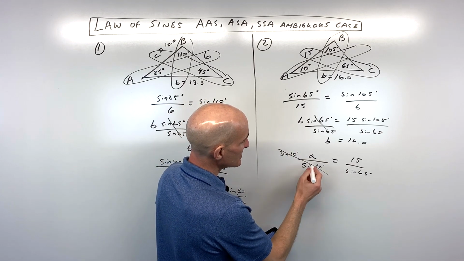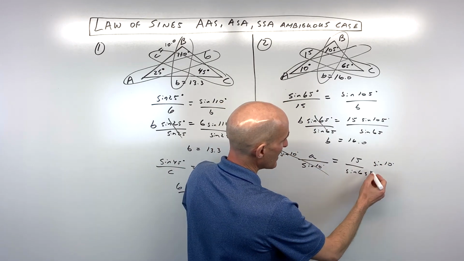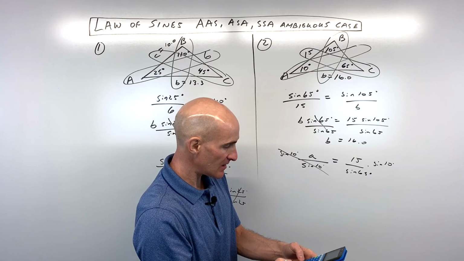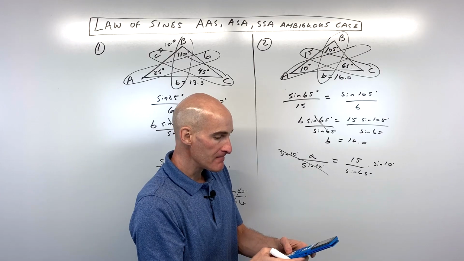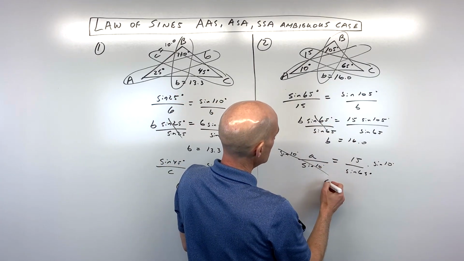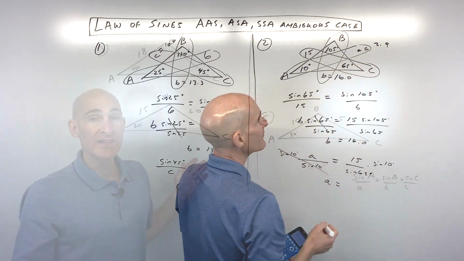If I multiply both sides by sine of 110, see how I cross that out, I get A by itself, and do the same thing to the other side to keep it balanced. So we have 15 sine of 10 degrees divided by sine of 65, and that's coming out to 2.9. So that would be this side right here, side A, which is equal to 2.9. Okay, it's getting more interesting now.